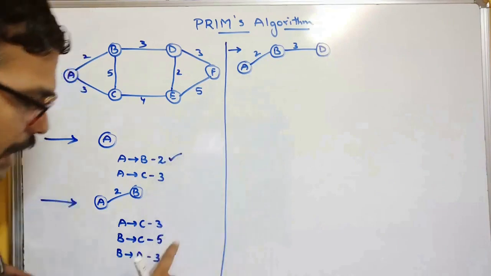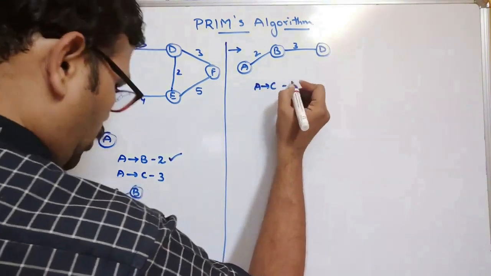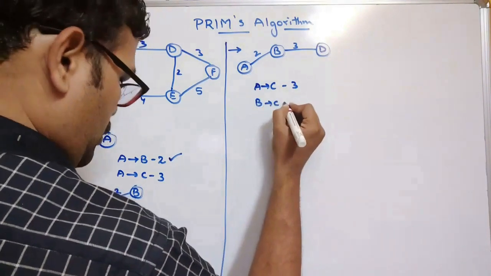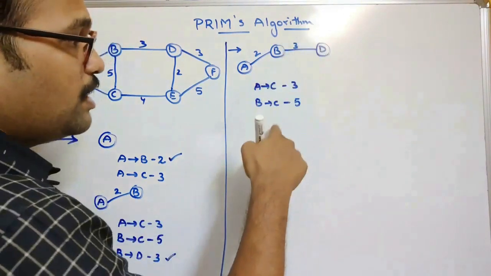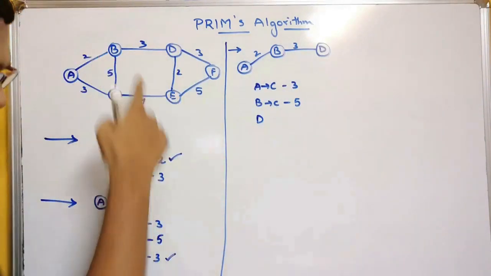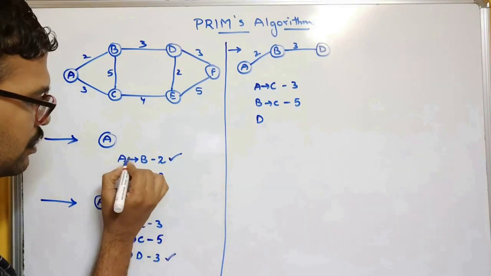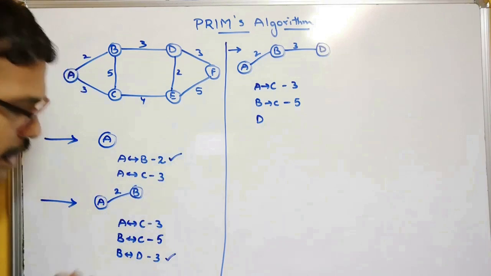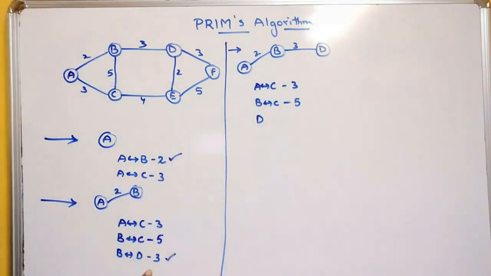Now consider the remaining edges. What are the remaining edges? A to C with a cost of 3, B to C with a cost of 5. Right? Now D is added here. Now consider the edges of D. So you can see D to B, which is already done because of undirected, right? So you can simply use this one as bidirectional. Right. So B to D is completed.